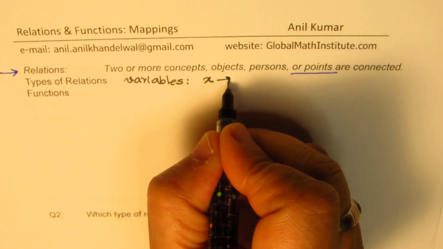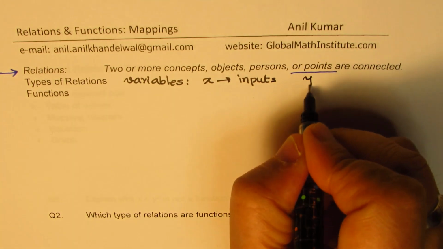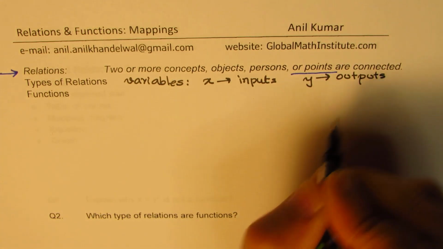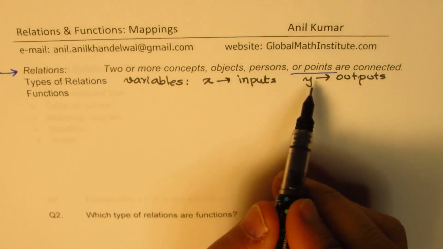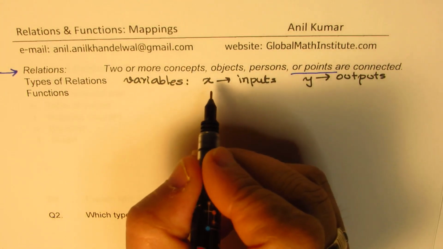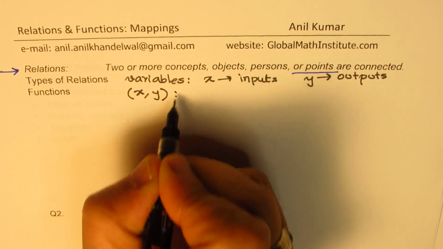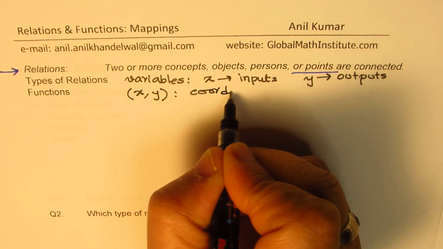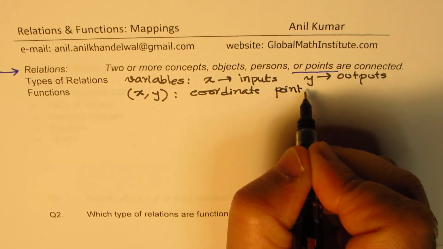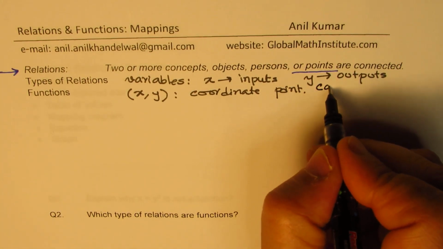X generally will refer to the inputs and Y will be referred to as outputs or images. Now these variables X and Y make our things very simple to talk about. And when we write it within the brackets, x comma y, we'll call this a coordinate point. And normally we can represent this on a Cartesian plane.